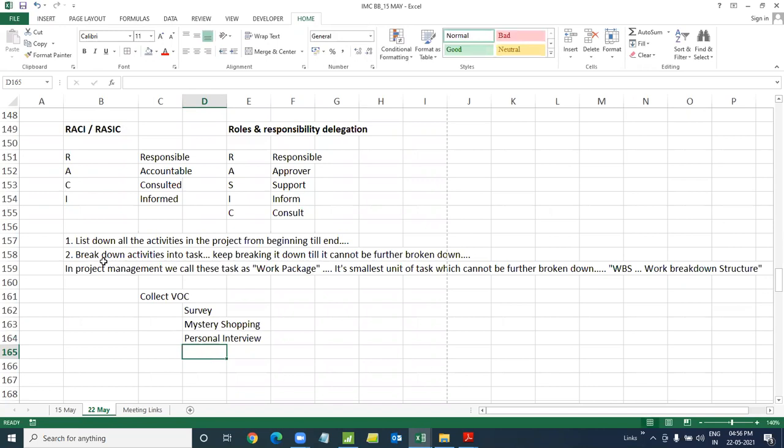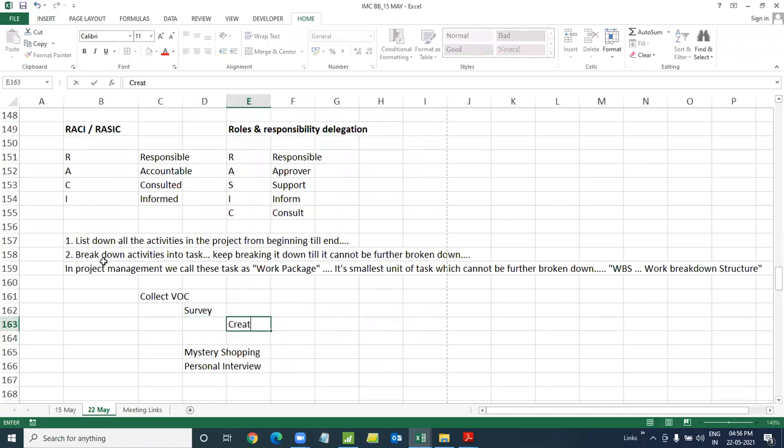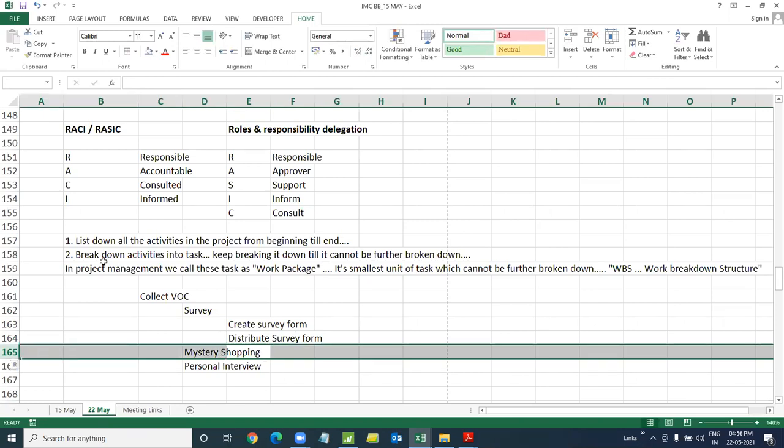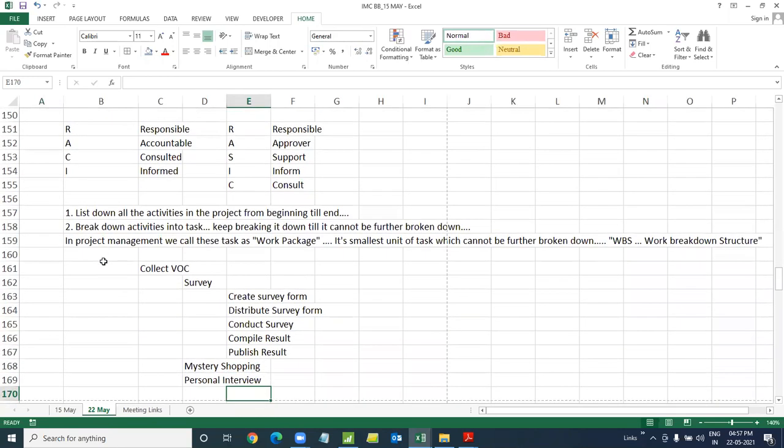Now these are still activities, like surveys. How will we further break it down? It will be create survey form, distribute survey form, conduct survey, compile results, publish result. Absolutely break it down. Similarly, mystery shopping. So first, write down the major category, break it down, then create tasks. These are single tasks, absolutely single tasks.